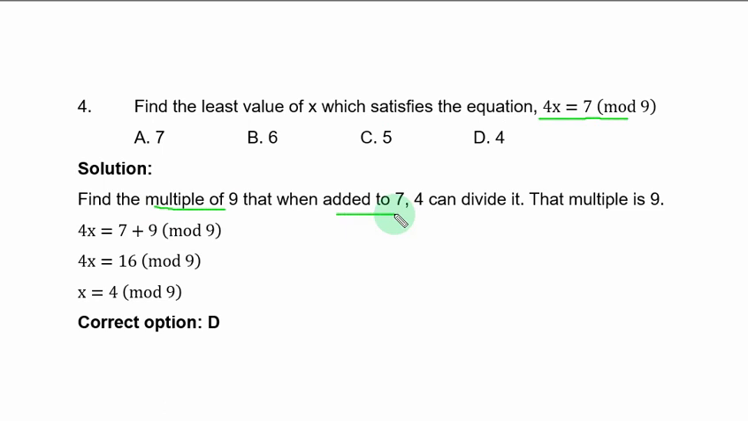Among all these multiples, the one that can be added to 7, when 4 divides it, there is no remainder, that is 9. So you have 4S equal to 7 plus 9 modulo 9. So 4S is equal to 16 modulo 9. You divide through by 4, you have S equal to 4 modulo 9. So S is equal to 4 is the least value that will satisfy the equation. D is the correct option.